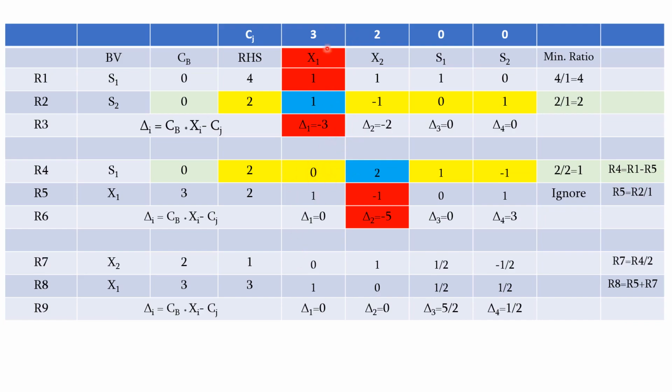To make this 0, I'm doing the row operation. So R4 is equal to R1 minus R5. So 4 minus 2, 2; 1 minus 1, 0; 1 minus minus 1, 2; 1 minus 0, 1; 0 minus 1, minus 1. Okay, so this is the formula. As you see, to do these row operations, I have used this formula.